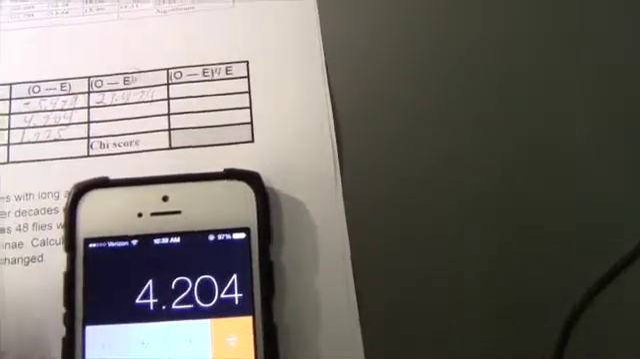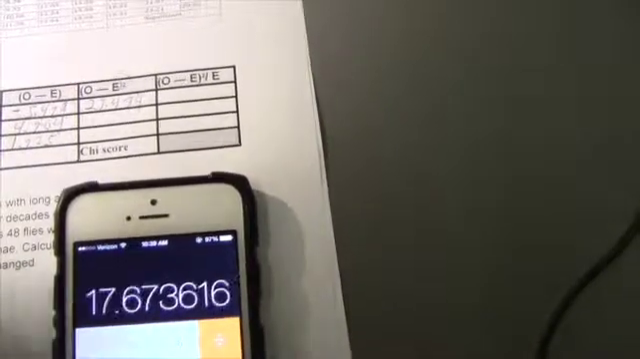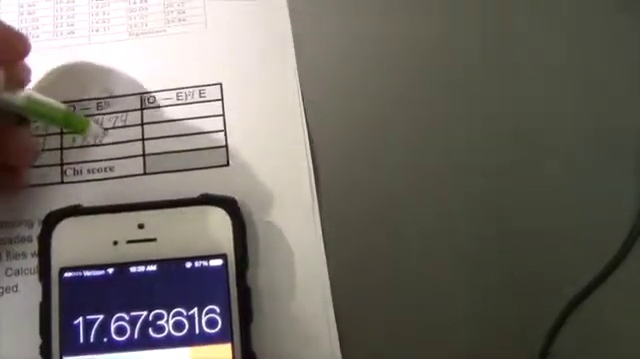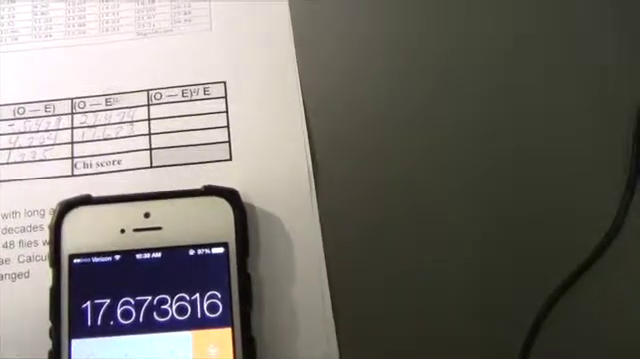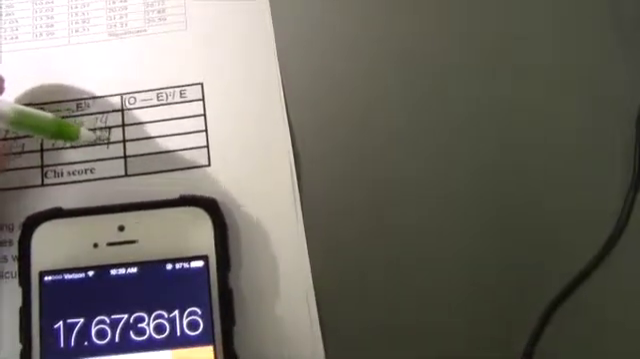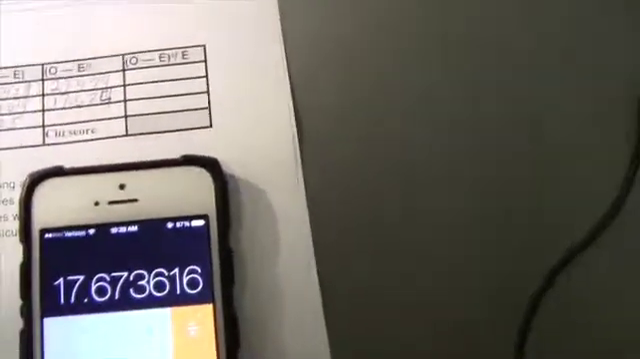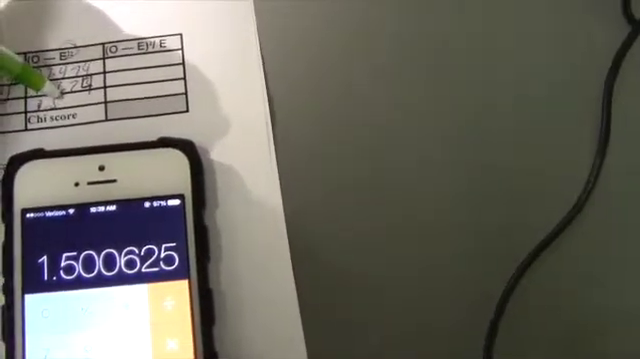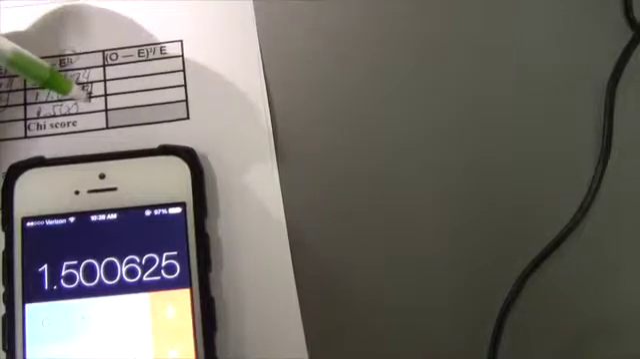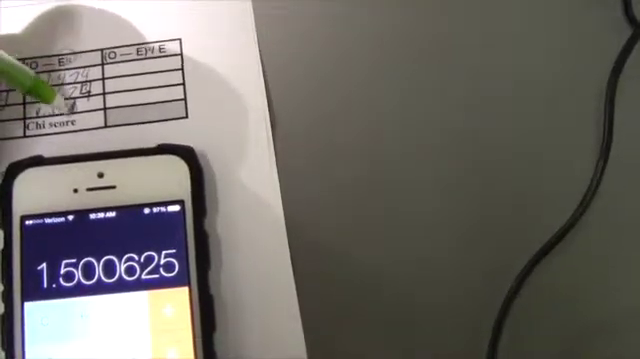So now I'm going to do 4.204 times 4.204. So I squared that number. Well, it looks like I'm going to round this up because of that 6 here. 1.225 times 1.225, 1.500. Well, we're going to again round that up. So that's 1.501. Now I'm going to divide these by expected.